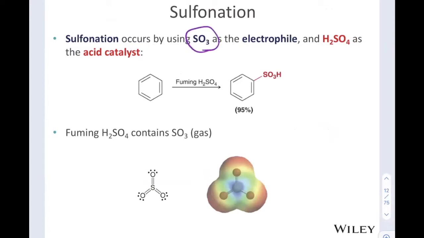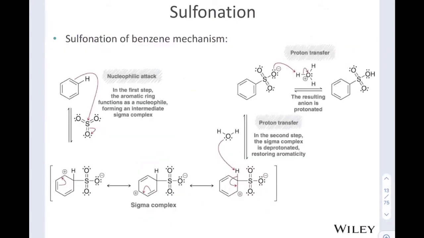benzene ring. The crazy good electrophile is going to be formed by using fuming H2SO4. Fuming H2SO4 contains SO3 gas, shown here, and that is going to serve as our crazy good electrophile. So you may be getting bored with my description, but benzene does nucleophilic attack onto our crazy good electrophile, and it attacks that sulfur, kicking some electrons onto one of the oxygens.